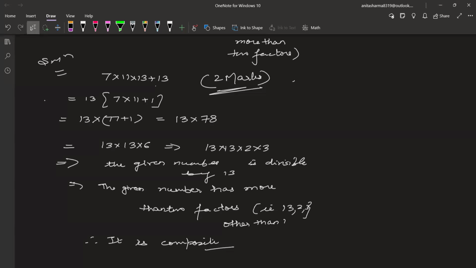2 into 3. Now by this product, these factors, you can observe that this given number has more than 2 factors. Like, the factors are 13, 2 and 3 other than 1. So therefore it is composite.